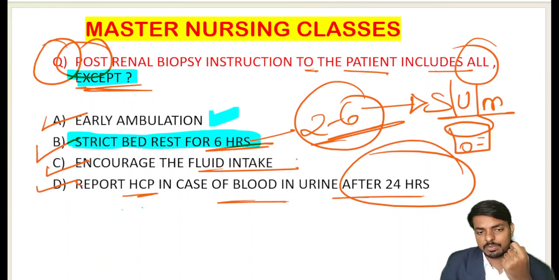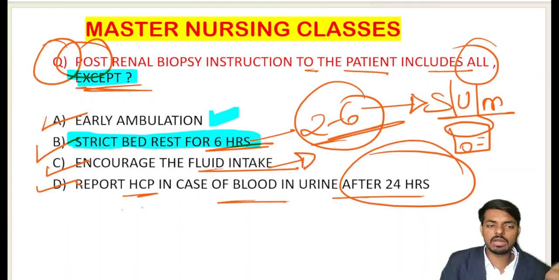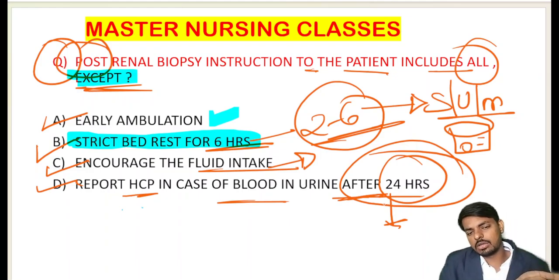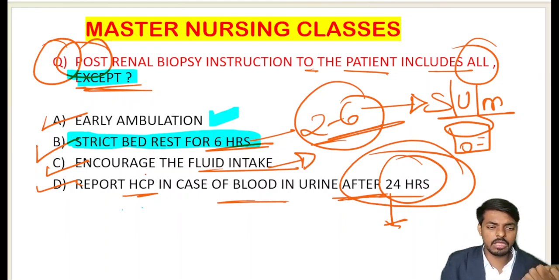And we will encourage the patient to increase urine output. So we will encourage increased oral fluid intake, so that the kidney function is established easily. Option C is to report to the healthcare provider if there is blood in the urine after 24 hours. In the first 24 hours, some blood or clot in the urine is acceptable. After 24 hours, if the person has any active or passive bleeding in the renal system, we need to inform the healthcare provider. After 24 hours, if any blood or clots come in the urine, you have to inform the primary healthcare provider.